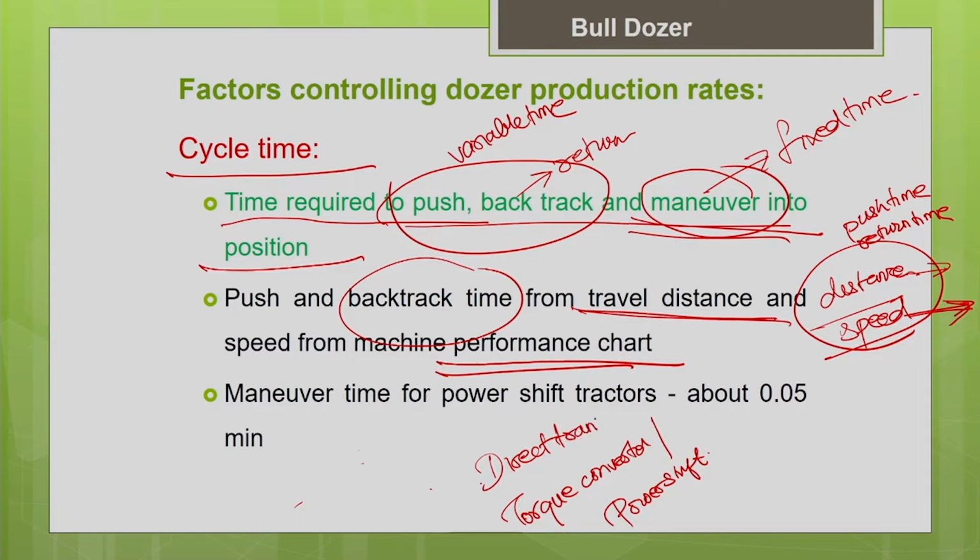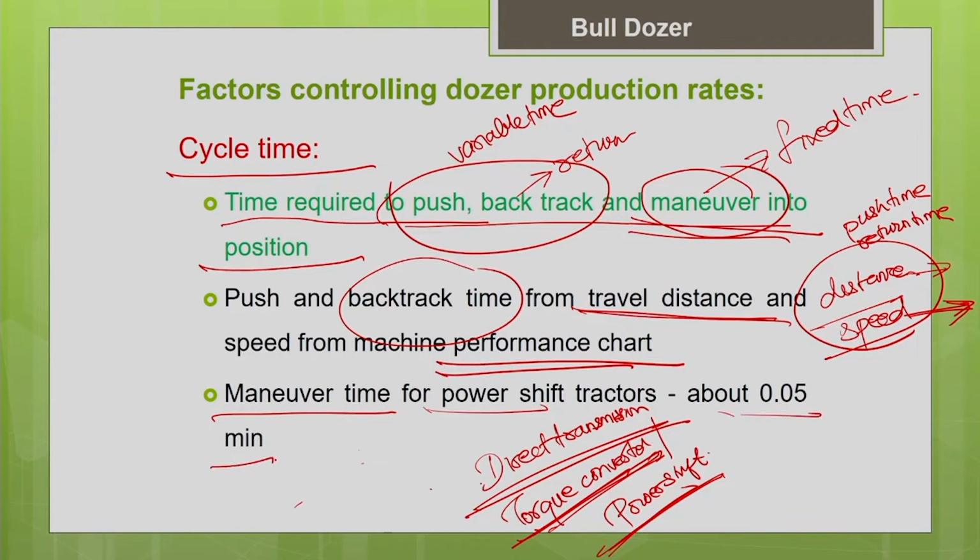Direct transmission, as I told you earlier, is nothing but manual gear change. The operator has to manually change the gear depending upon the load conditions. Here the torque converter will automatically match the engine output according to the load conditions. You need not change the gear manually. In the torque converter, it is automatic gear change. Depending upon the transmission mode, your maneuver time will change. If you go for power shift, that is automatic gear change, the maneuver time is 0.05 minute, which means 3 seconds.